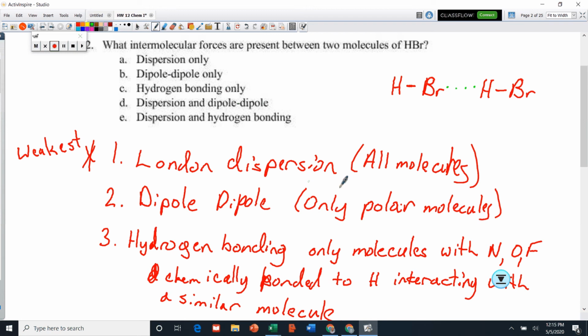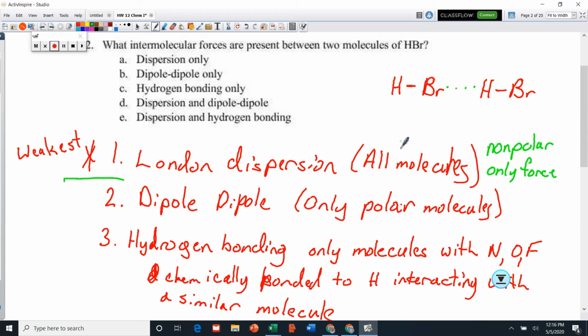London dispersion forces are always present. If both molecules are nonpolar, it's the only force present. But if the molecule is polar, it can have dipole-dipole and or hydrogen bonding if it meets certain requirements. Dipole-dipole deals with polar molecules, so a polar molecule can have London dispersion as well as dipole-dipole.